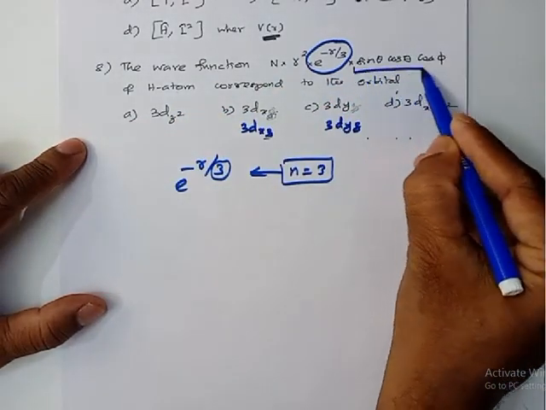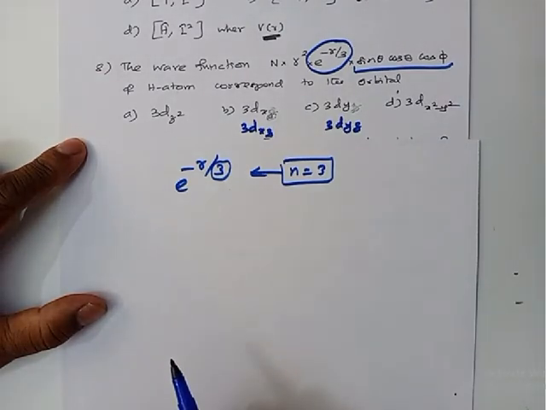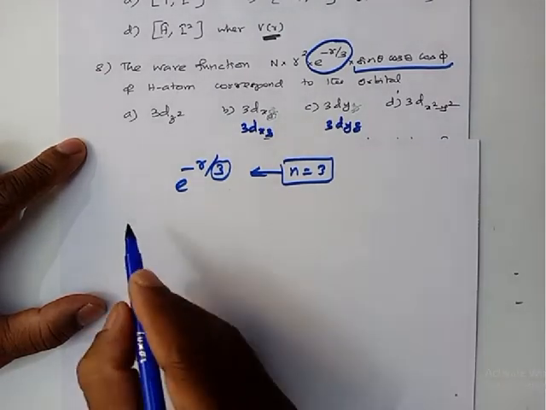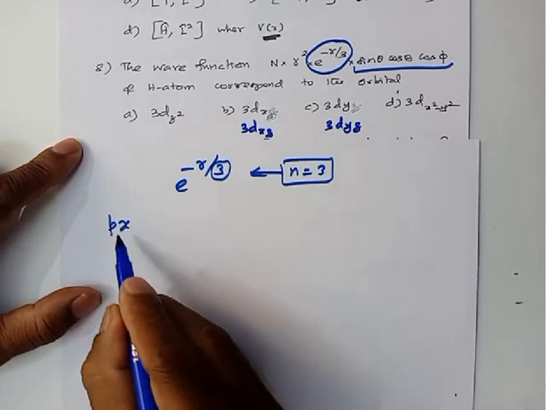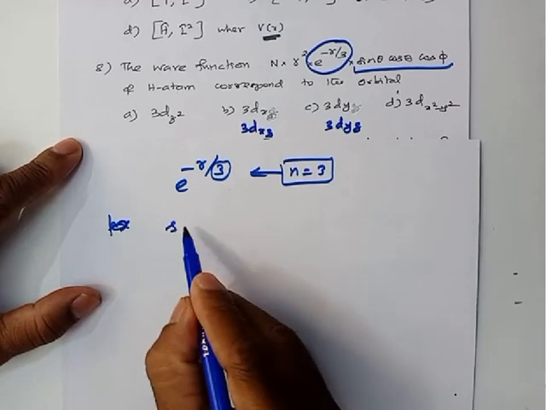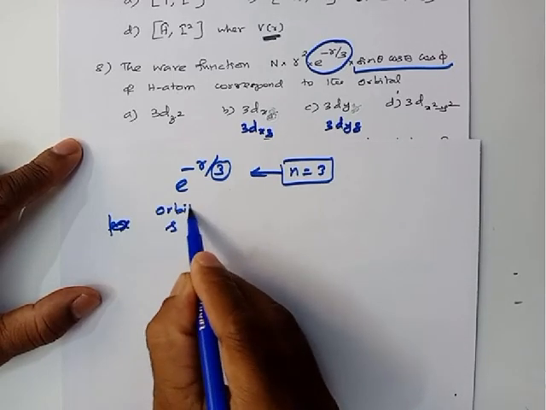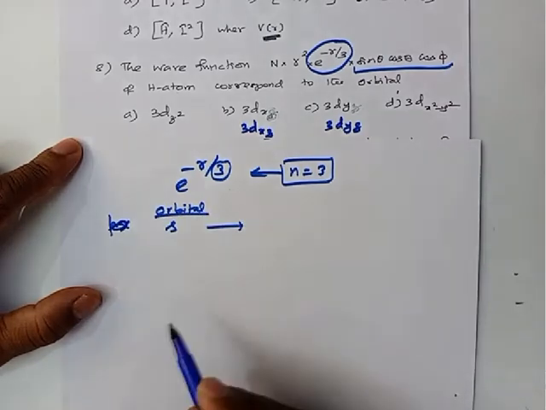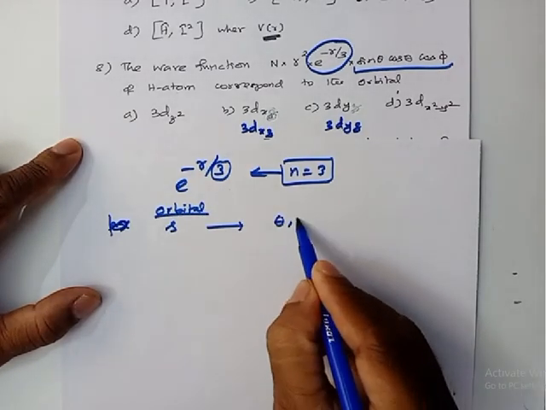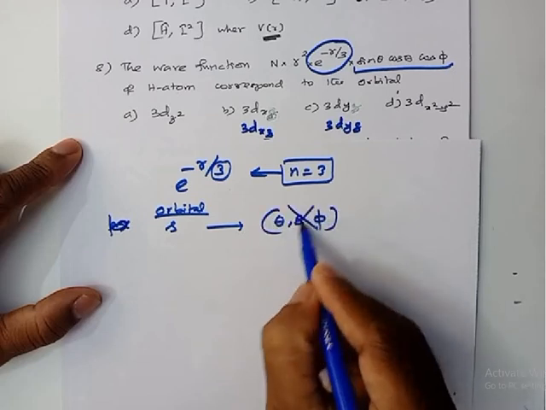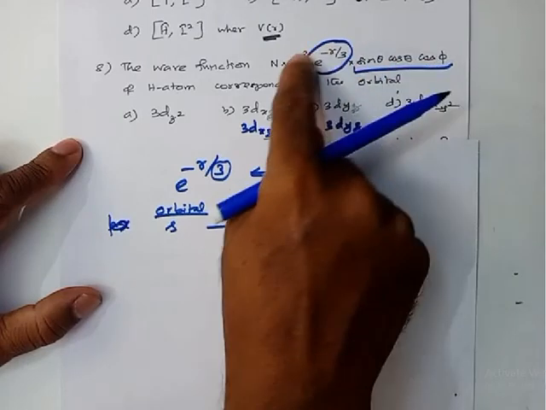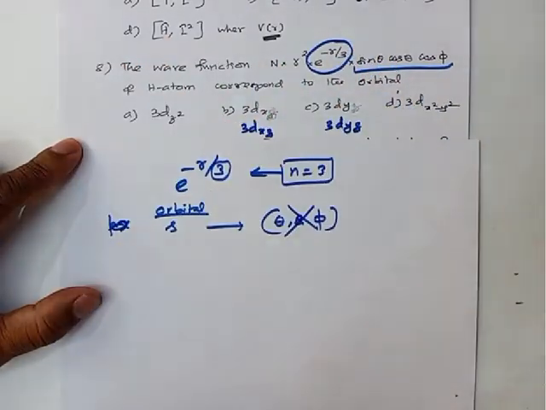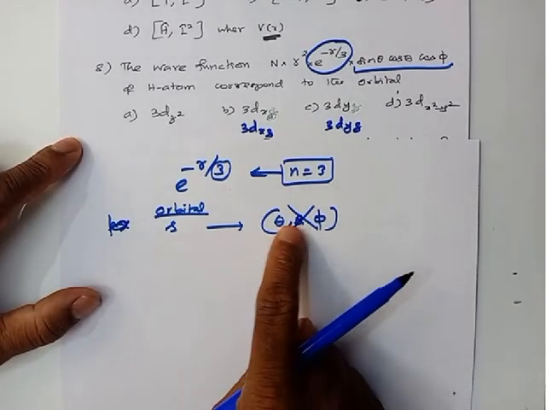Here it is given sin theta, cos theta and cos phi. If you take the s orbital, it is independent of theta and phi. Theta and phi should not come, but I have theta and phi functions here. Therefore, this wave function cannot correspond to an s orbital.